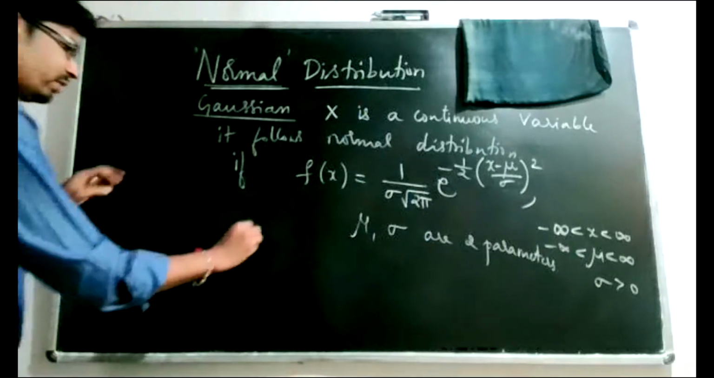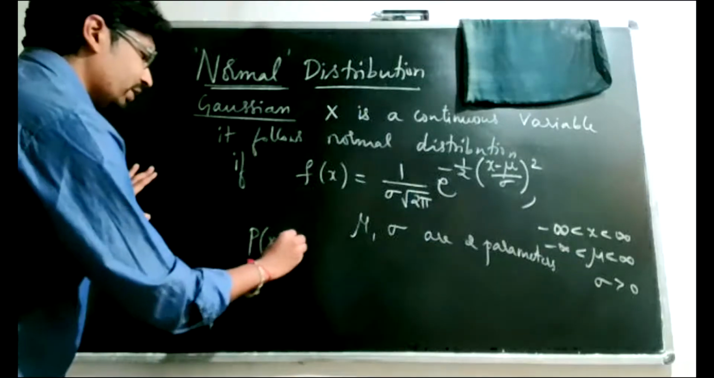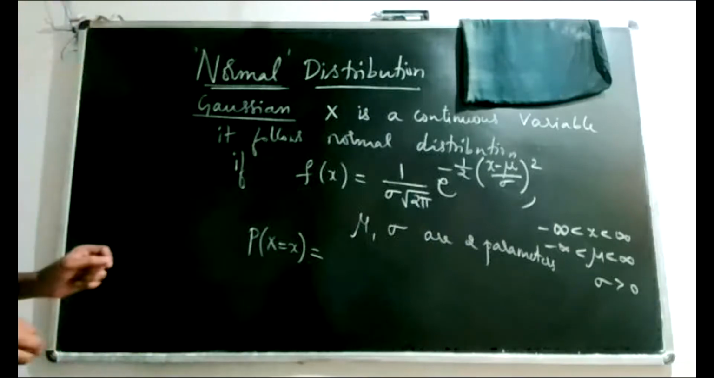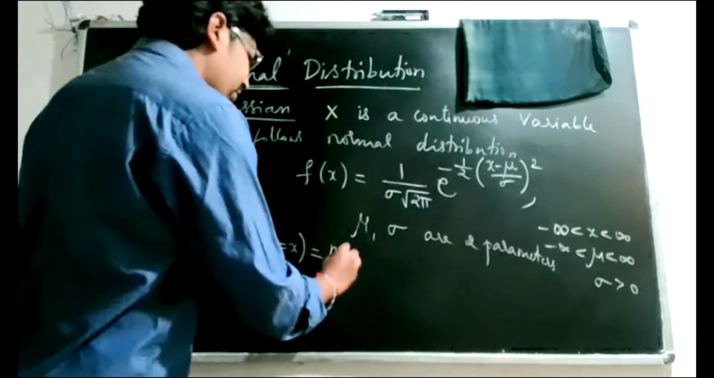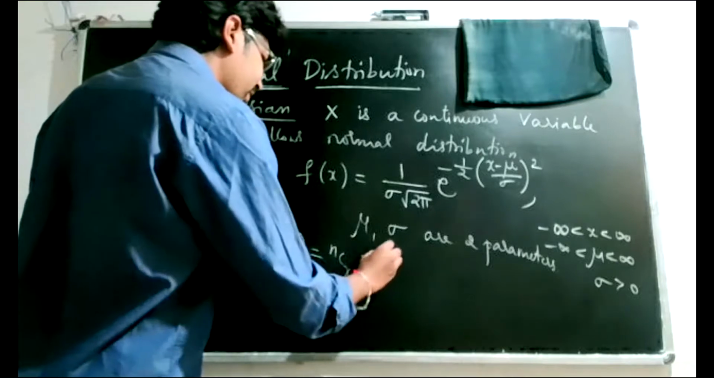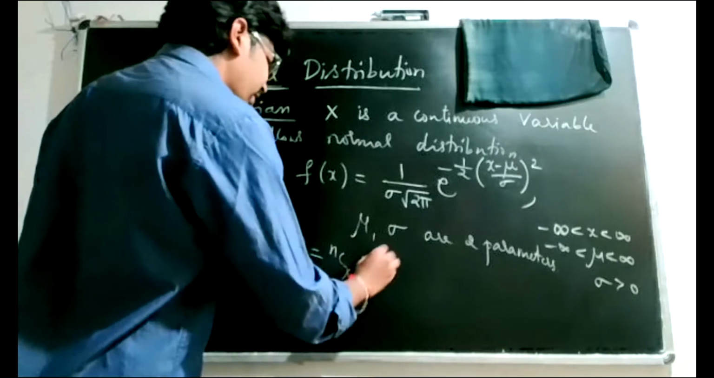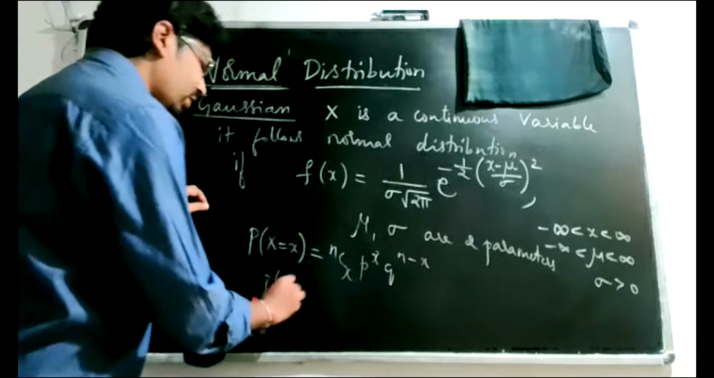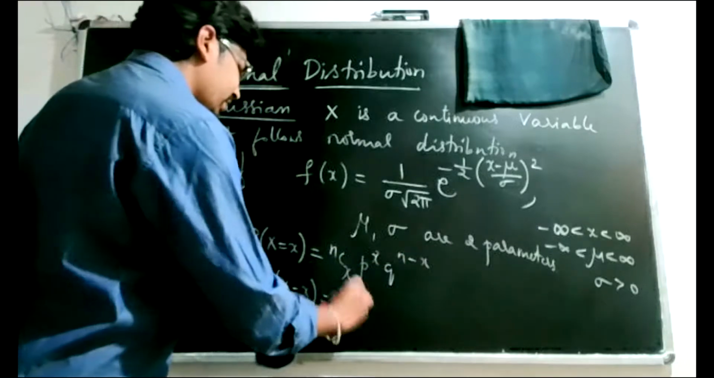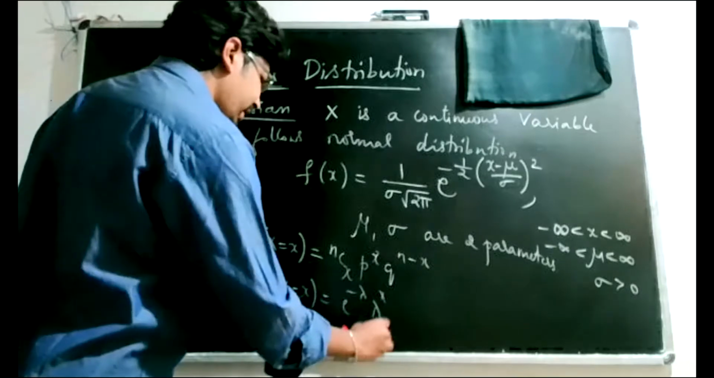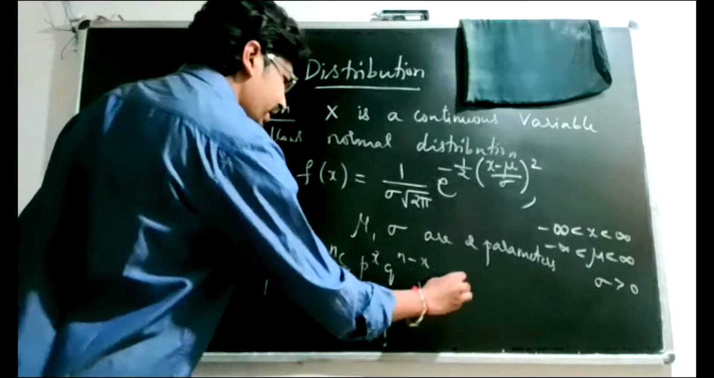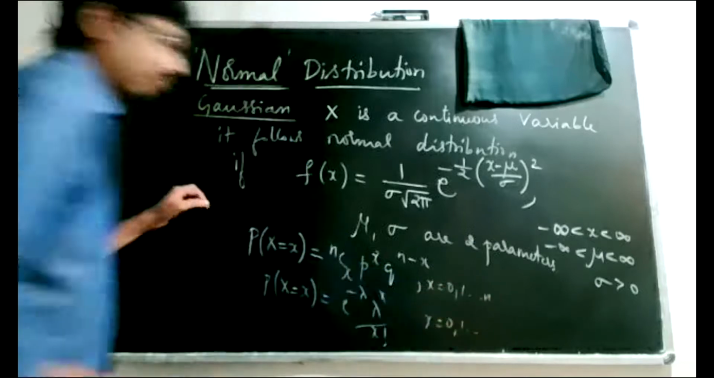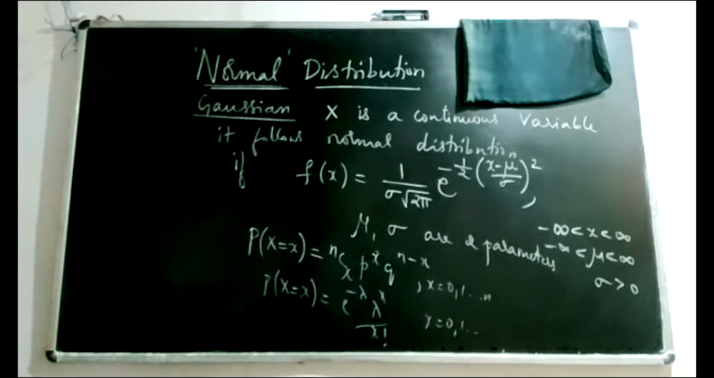First of all, if you remember, we used the notation P of x is equal to the probability that x takes a particular value of x. If it is binomial, that is nCx p to the power of x q to the power of n minus x. And similarly for Poisson, we said that it is e power minus lambda, lambda power x by x factorial. In the first case x goes from 0 to n, in the second case it is 0 to infinity.